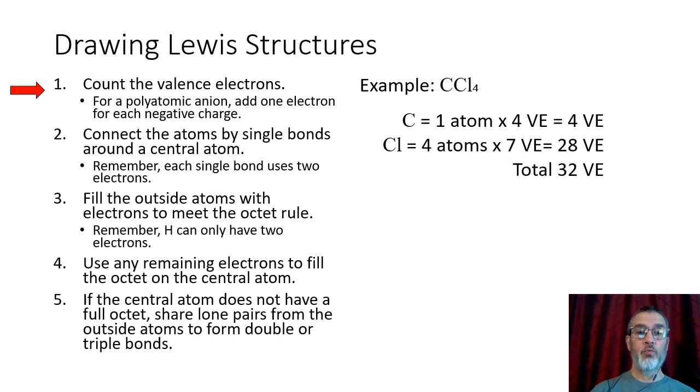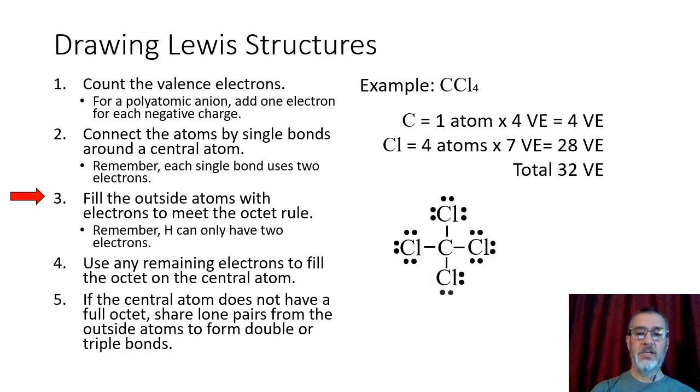So now we can arrange the atoms with single bonds around a central atom. Let me put the carbon in the center. Carbon is nearly always going to be in the center. And so now I've used 2, 4, 6, 8 of my total 32 electrons. Now I'm going to distribute the remaining electrons around the outside atoms to fill the octet rule. So that's another 2, 4, 6, 8, 10, 12, 14, 16, 18, 20, 22, 24. That makes up the total 32 electrons that I had available.